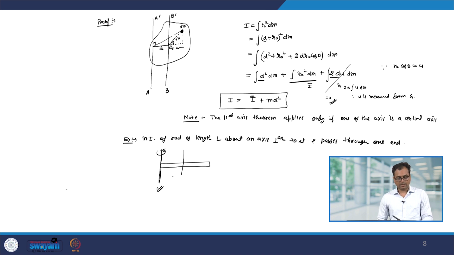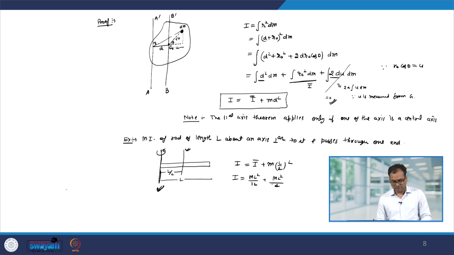So, it is given that the length of this is L, therefore, this length will be L by 2 and the moment of inertia about this axis will be the moment of inertia about the central axis, this one, plus m into d square. So, d is L by 2, okay. So, I equal to I bar, just now we saw it was m L square divided by 12, plus m L square divided by 4. So, that comes out to be m L square divided by 3.